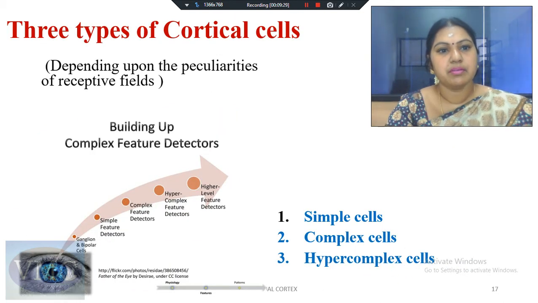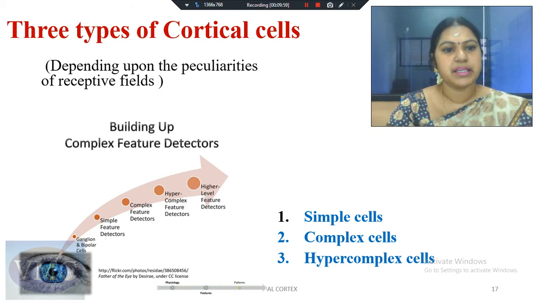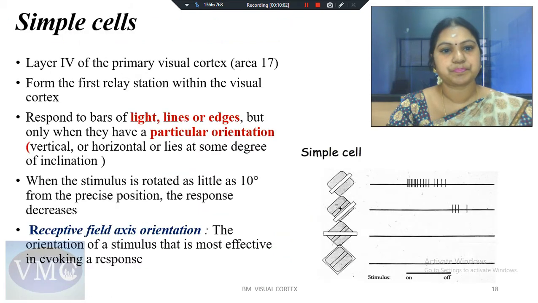Depending upon these peculiarities of receptive field, there are 3 types of cortical cells: simple cells, complex cells and hypercomplex cells. When light rays fall on the ganglion cells and the bipolar cells, the signal goes to the simple cells, then to the complex cells, then to the hypercomplex cells, where certain features are extracted and finer details are obtained, and it goes to the higher level detectors. So it is building up complex feature detection. First we will look into the simple cells.